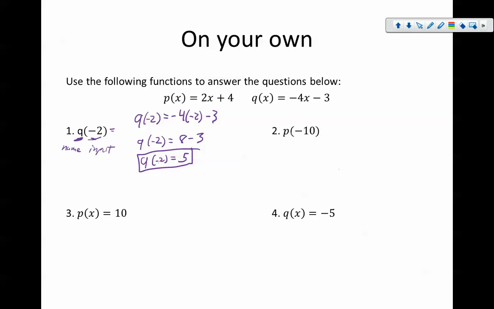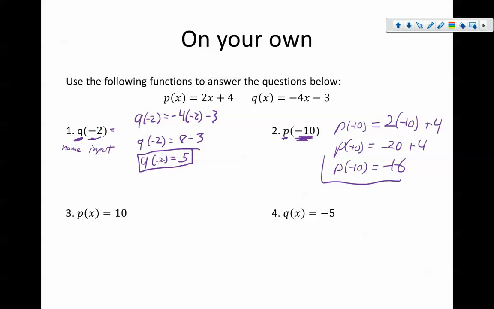What about number 2? Number 2, I'm using the p function and I'm inputting negative 10. So now I'm going to use this function over here. P of negative 10 equals 2 times negative 10, that's where I'm putting my input, plus 4. So P of negative 10 equals negative 20 plus 4, and P of negative 10 equals negative 16. Final answer. When I use the function P with an input of negative 10, I get an output of negative 16. That's what this tells us.